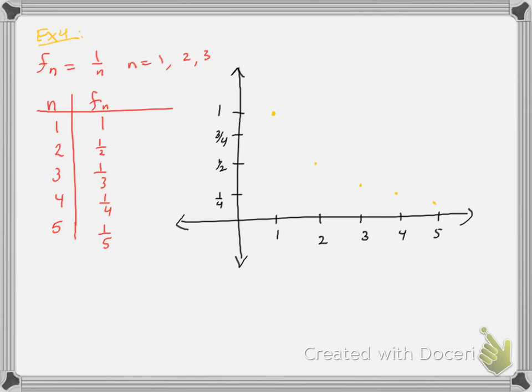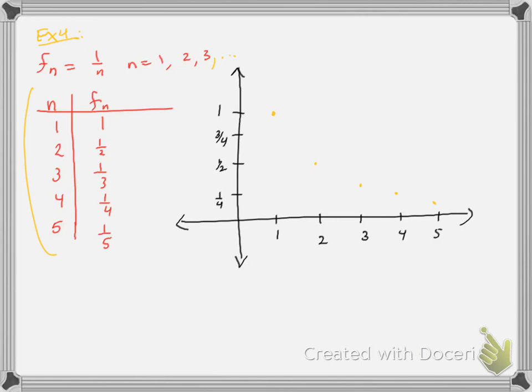Okay, and so f of n is equal to 1 over n, and n goes from 1, 2, 3, and so on. I'm just making a table on the left hand side here, a table of some values of n. Of course, remember they're integer values. They're actually natural numbers.